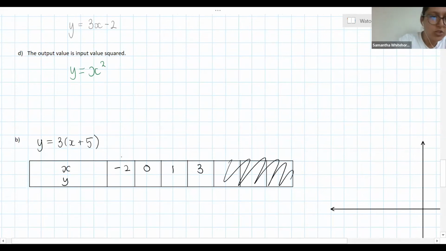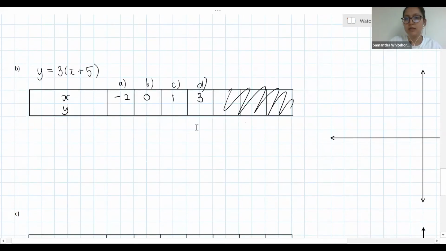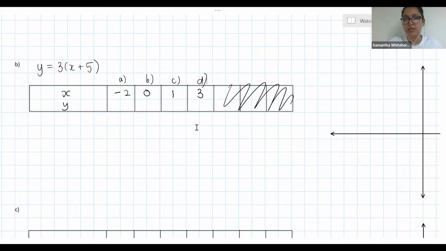So I'm going to give you like 2 minutes. I want the outputs for those 4 inputs over there. When you're ready, you're welcome to pop it in on the chat, or you're welcome to raise your hand and I'll get some answers.